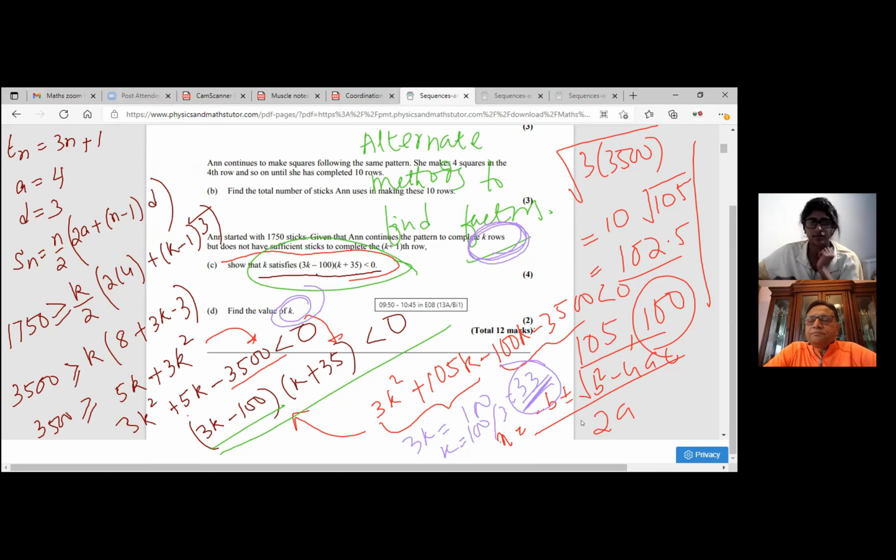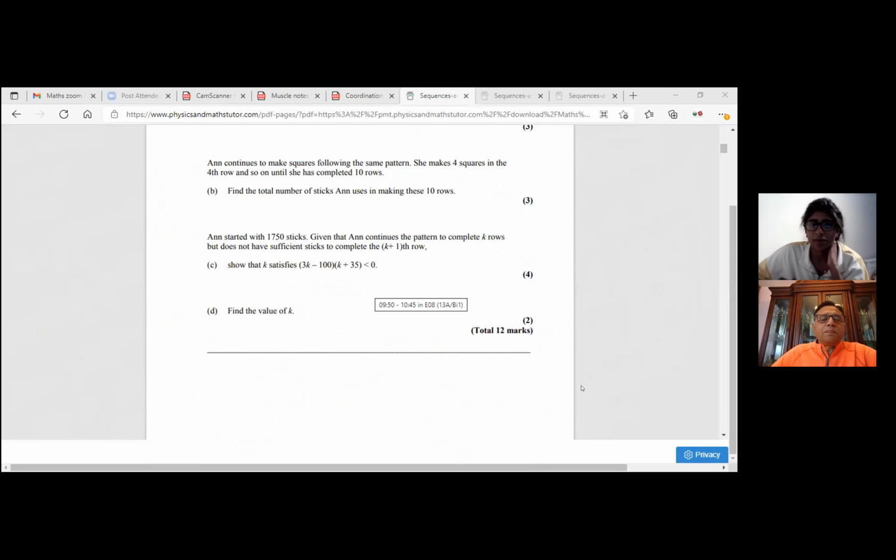So I'll stop sharing this, and now you can again share your screen and we'll continue from where you were. This is a very popular question, with this layout and everything. It will definitely come in your test, so mark it and understand how we do it here.